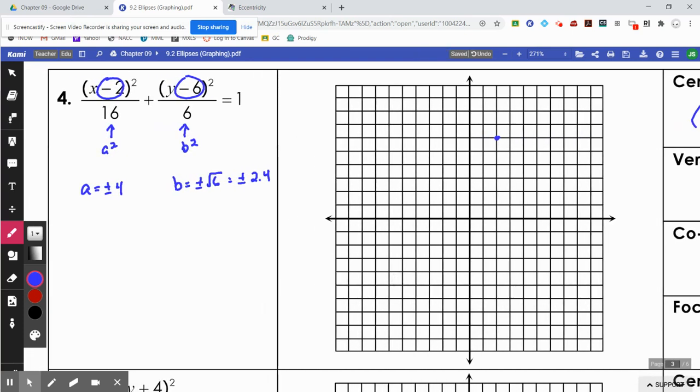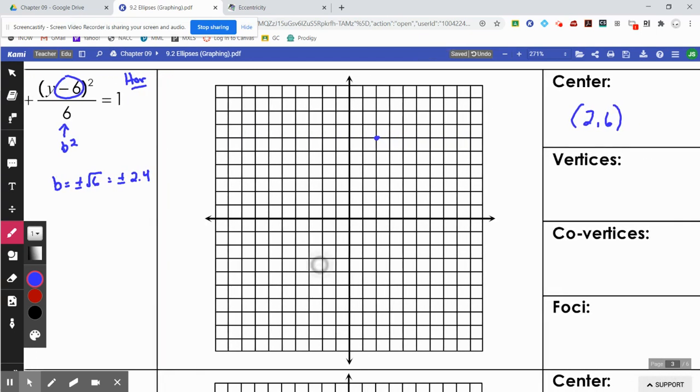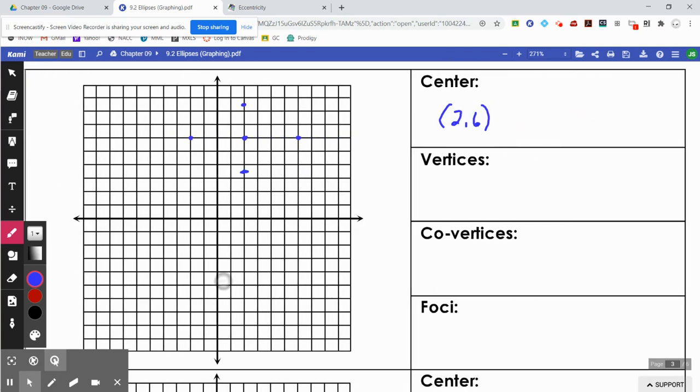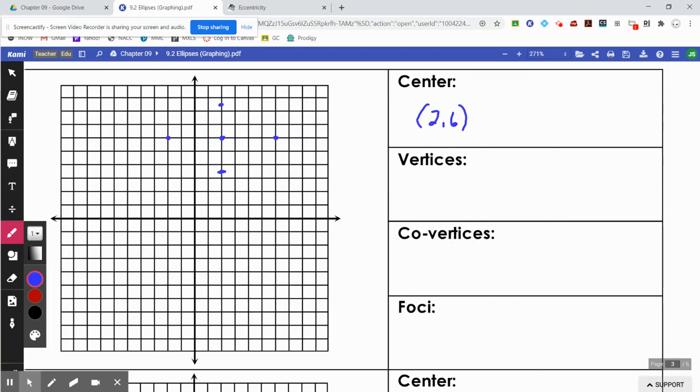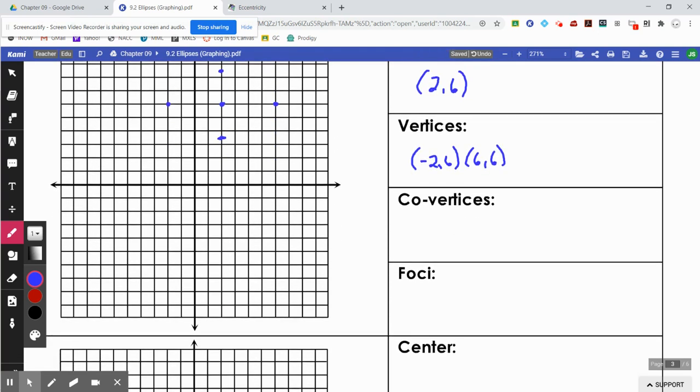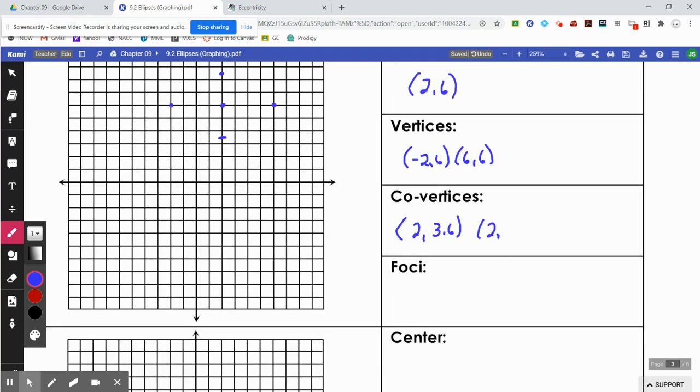Since the larger number is under our x, this is going to be a horizontal ellipse. So let's go ahead and go right and left 4. And let's go up and down 2.4. So since we went right and left 4 to find our vertices, let's add 4 and subtract 4 from our x. So that'd be -2, 6 and 6, 6 would be our vertices. That's a horizontal major axis. We went up and down 2.4, so that's located at 2, 3.6 when we go down 2.4, and 2, 8.4 when we went up 2.4.